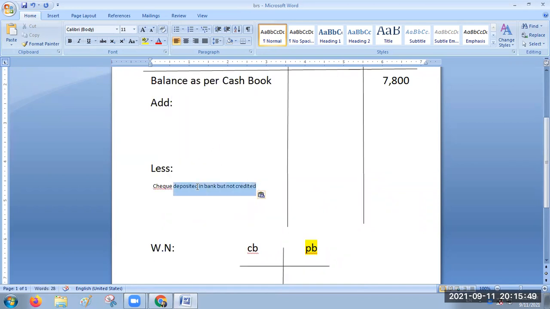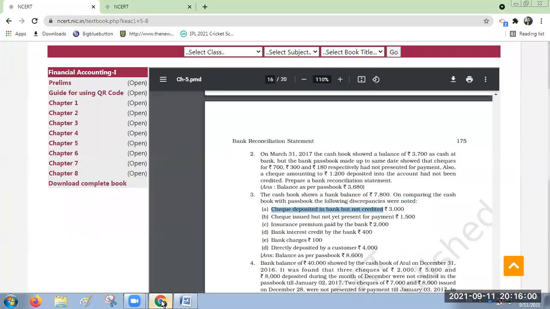Okay, is it visible? Okay, I will increase the size. What is the amount? Is it 3,000? 3,000, sir. Okay, next one.